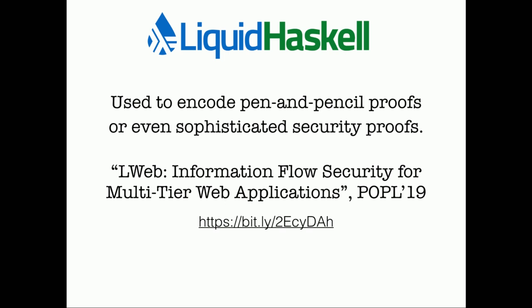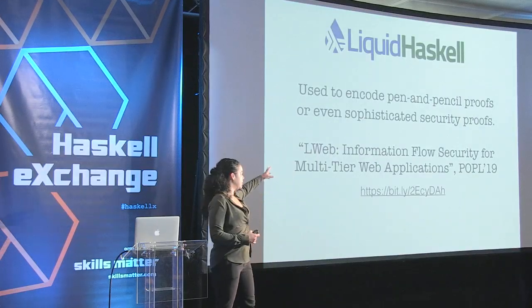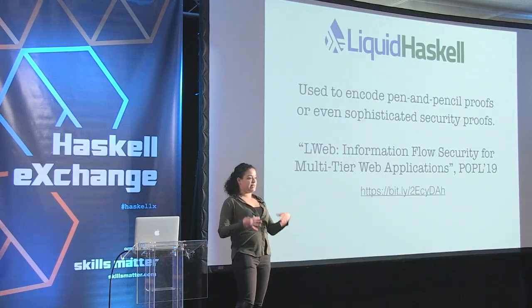And here, we used LiquidHaskell to prove more interesting theorems. So in this paper, we proved a non-interference property of a Haskell application. Non-interference basically means it's a security property. It is a very complicated property, and it took us a lot of time to formalize it in LiquidHaskell. But this is a feasibility result. So you can use LiquidHaskell to prove fancy theorems.